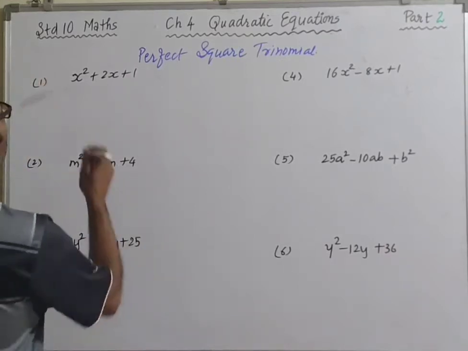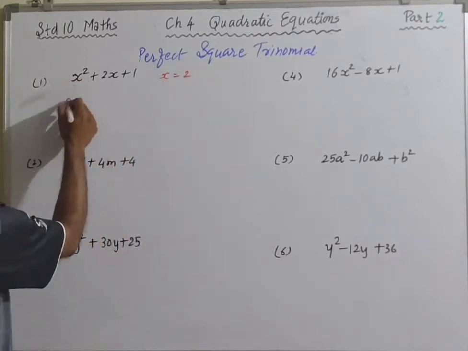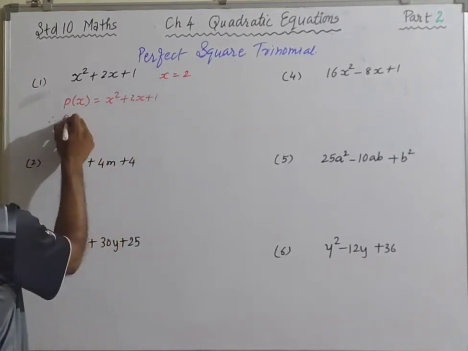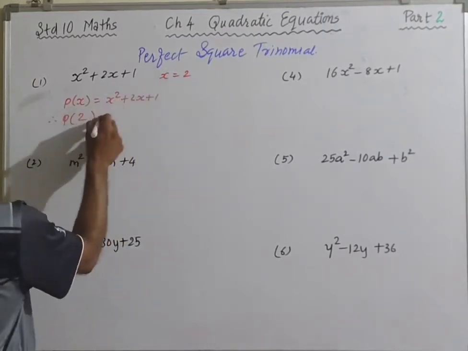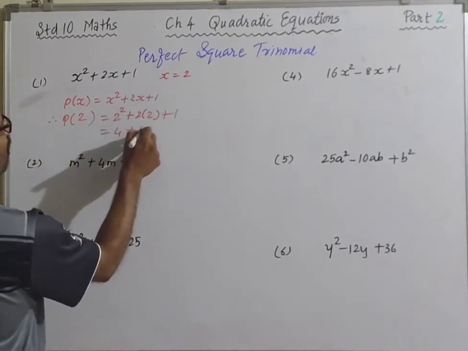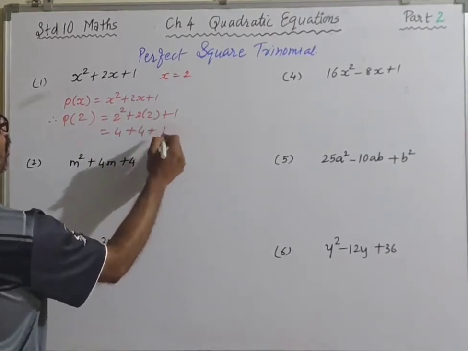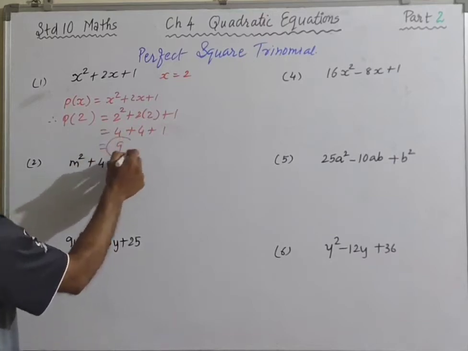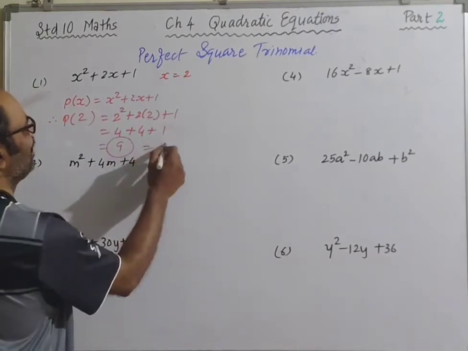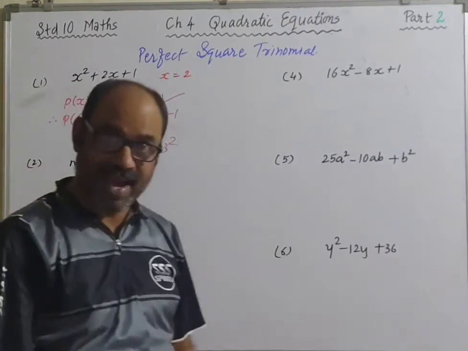Any value, let me choose. x is equal to 2, I took. So this is p of x, the polynomial, x square plus 2x plus 1. Therefore p of 2, you are taking x equal to 2. That is 2 square plus 2 into 2 plus 1. That is 4 plus 4 plus 1. Correct? And that is 9. Oh children, 9. Is it a perfect square? Yes. 9 is 3 square. That means this polynomial is a perfect square.